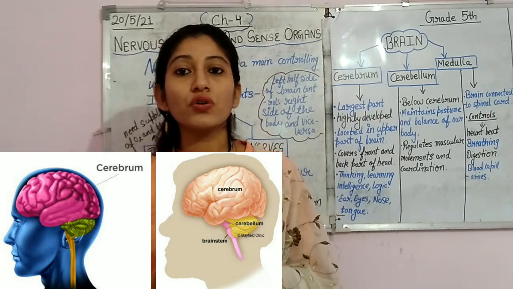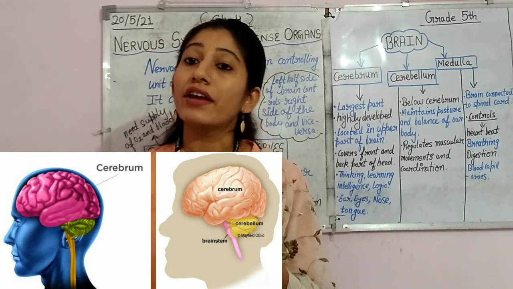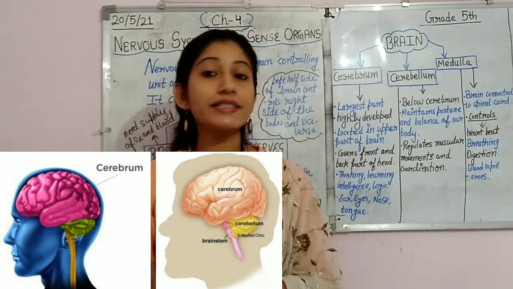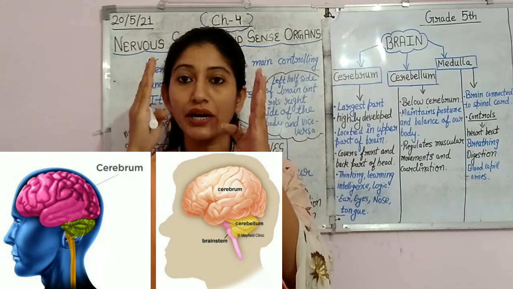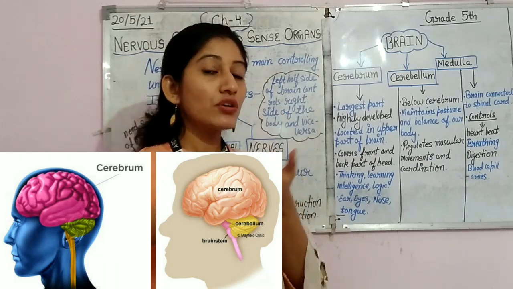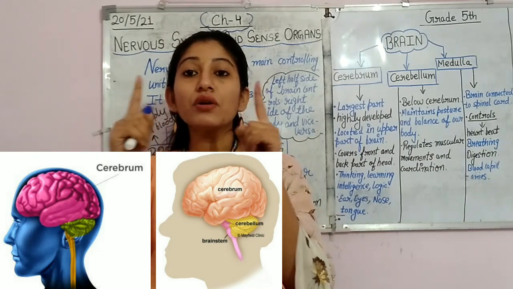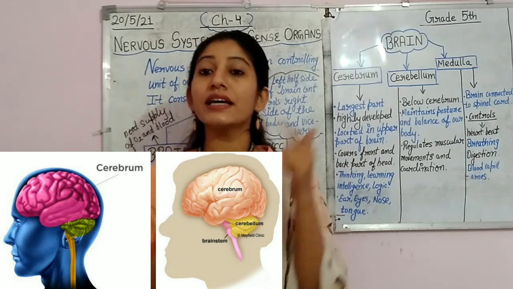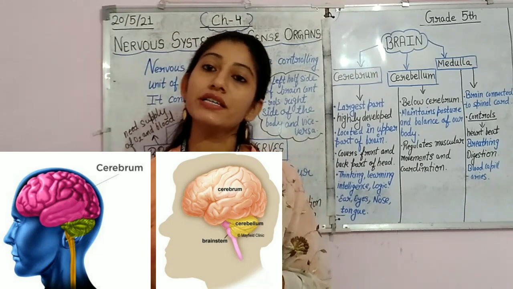Medulla is also called the brain stem. Now why is it called brain stem? Because medulla connects the brain to the spinal cord. Now you know the brain is in this area, the spinal cord is here. So medulla is like a pipe, the portion of the brain that looks like a pipe. That's why we call it brain stem, and it connects the brain to the spinal cord.